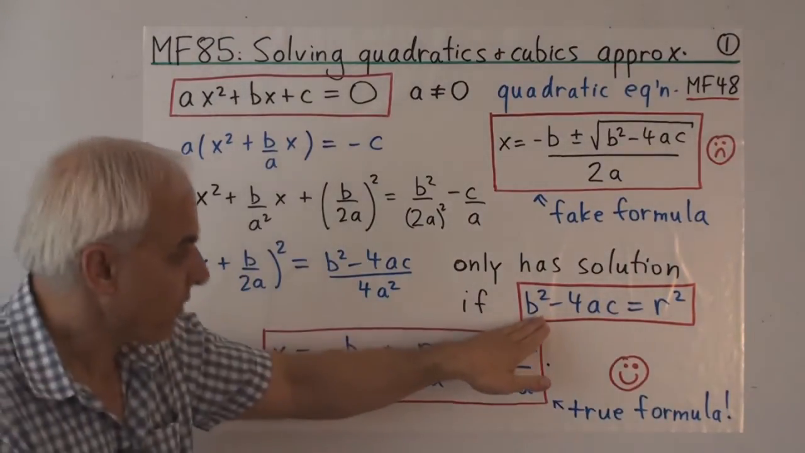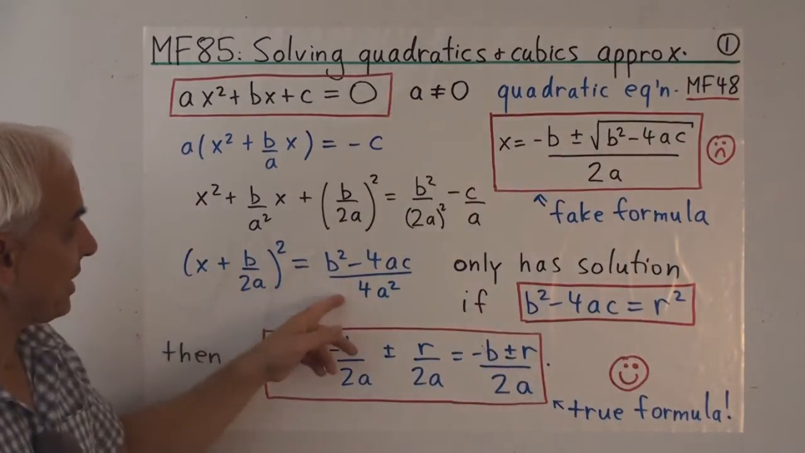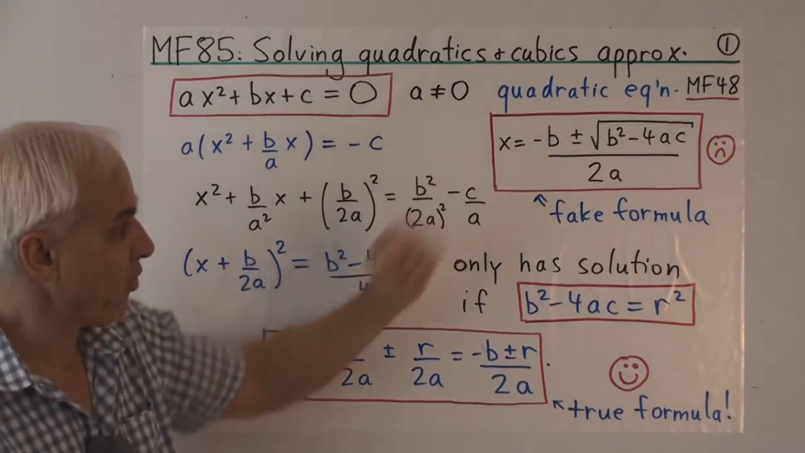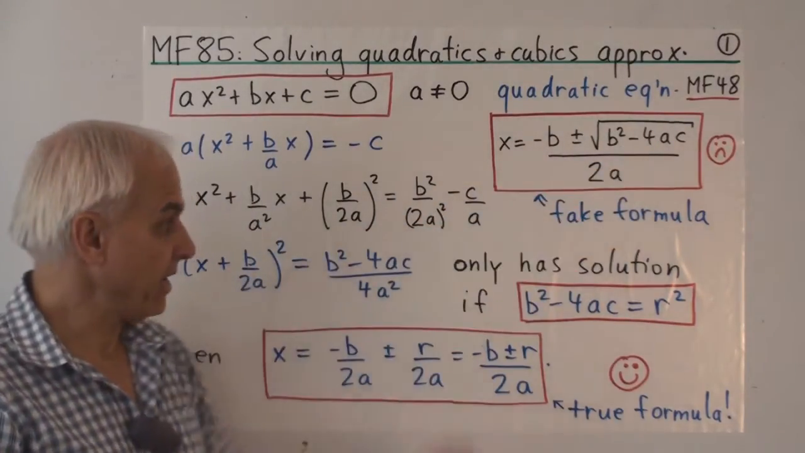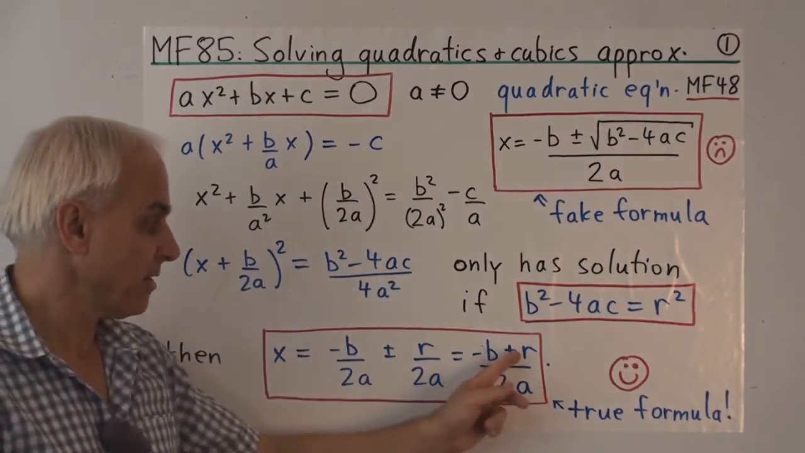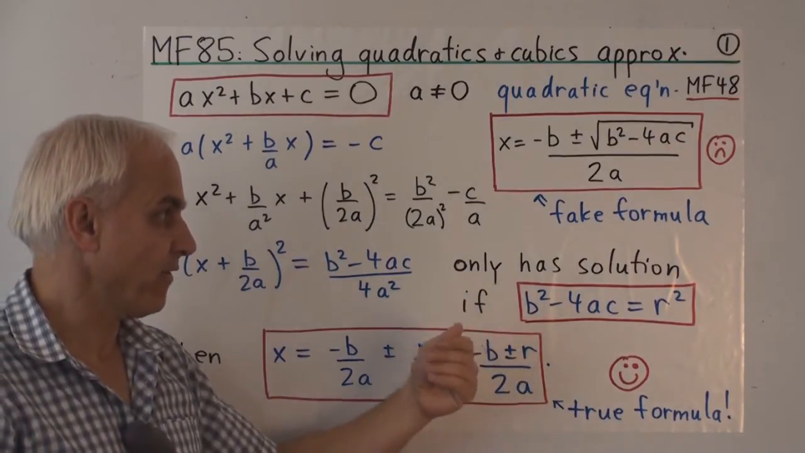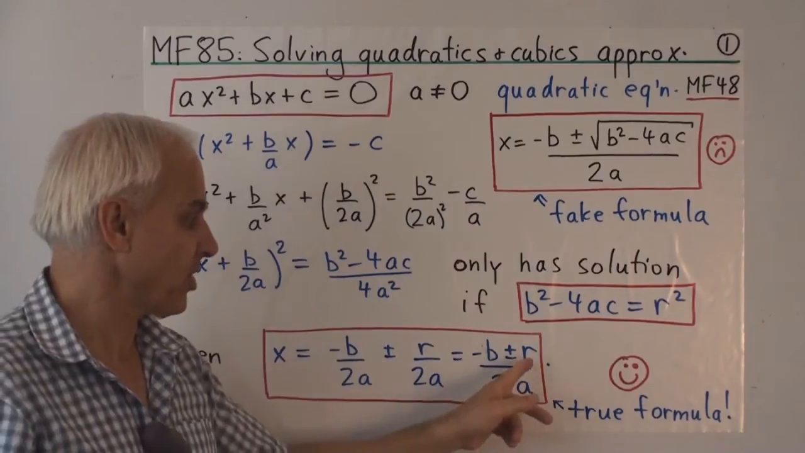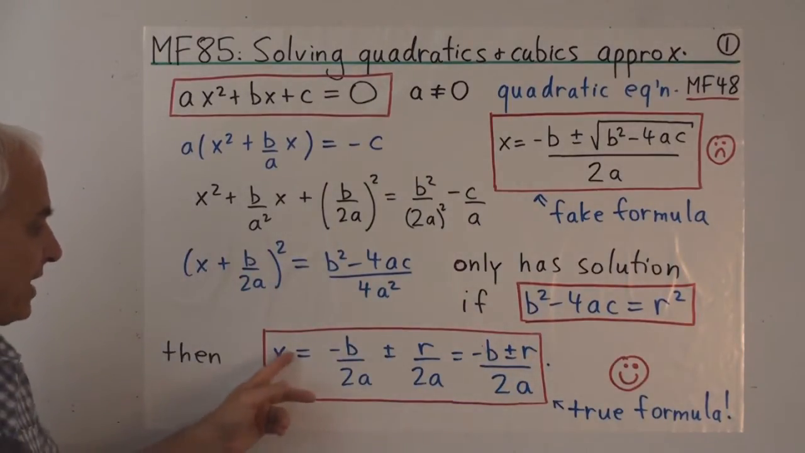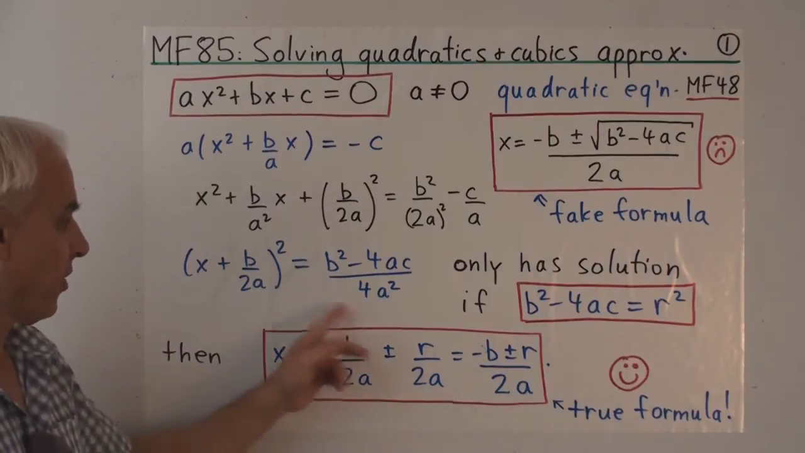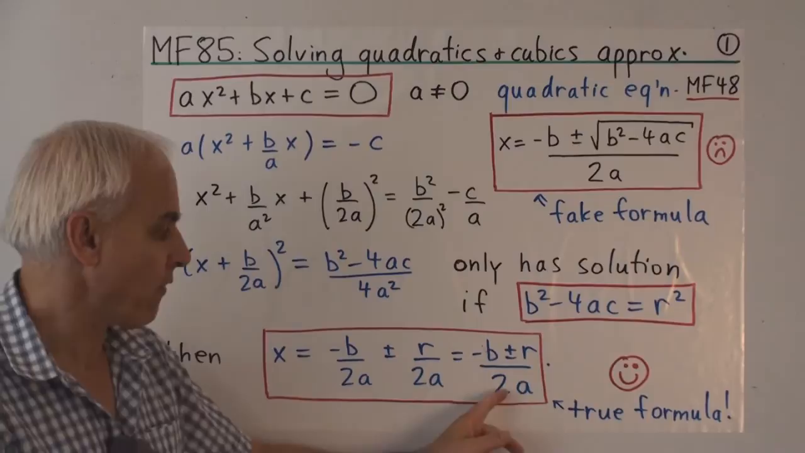Okay, now if b squared minus 4ac equals r squared, then when we proceed in the same way as we did to get the formula, then what's inside here will be an r squared. And what we're really talking about is plus or minus r. In that case, the square root of r squared does make sense. We're really just talking about r. So the formula becomes x equals this, or more simply, minus b plus or minus r over 2a.